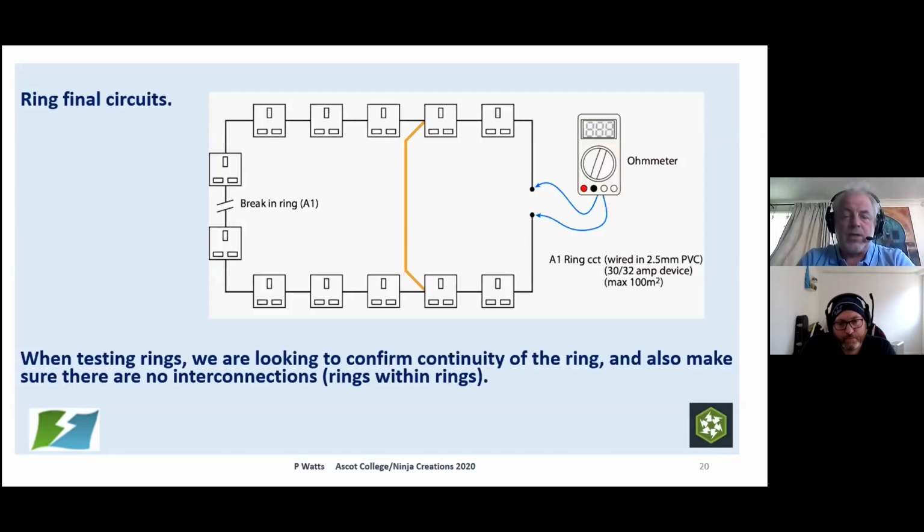So what we're looking for when we test a ring is to make sure, first of all, that the individual legs are properly continuous, that they do actually form a ring. We also want to prove there are no interconnections or loops within the ring. This happens sometimes when somebody puts an additional socket in, and then another socket, and then they think, actually, I can get back to that socket over there and make this part of the ring. We end up with a ring within a ring. What will happen then is that the current demand will be different on different legs of the ring, so that can lead to certain cables being overloaded.